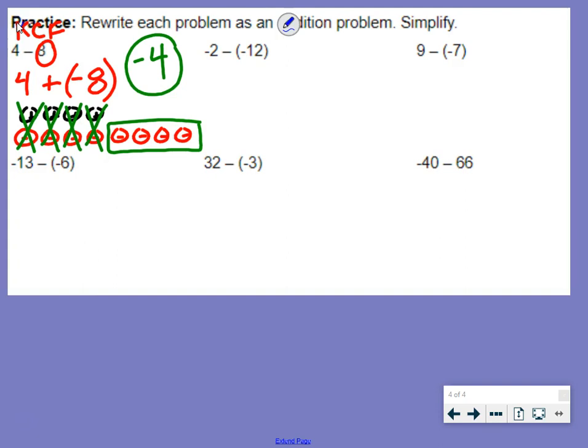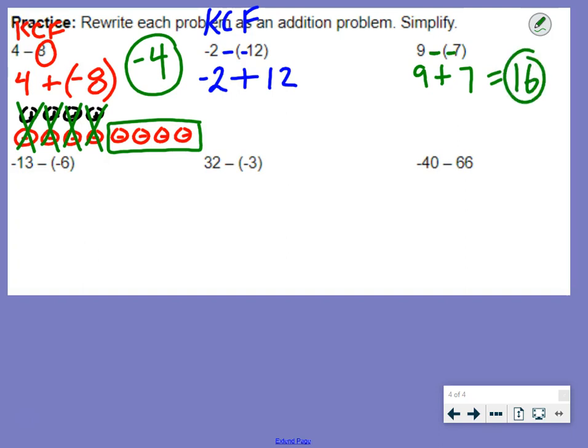Next one, we have -2 minus -12. Now, we can do keep, change, flip, but there's a shortcut here. If we have 2 negatives right next to each other, that just becomes one big plus sign. So that's just going to be -2 plus 12. We can see it over here too. This double negative here becomes one big plus. So that's going to be 9 plus 7. This 9 plus 7 is really easy because it's just $9 plus $7, which means I have 16.